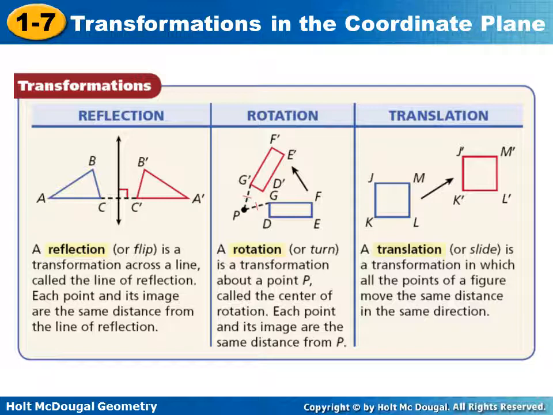A rotation, or turn, is a transformation around a point P called the center of rotation. Each point and its image are the same distance from P. A translation, or slide, is a transformation in which all the points of the figure move the same distance in the same direction.